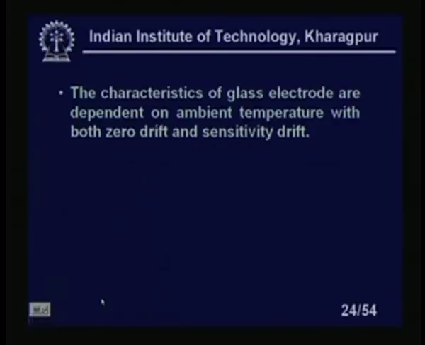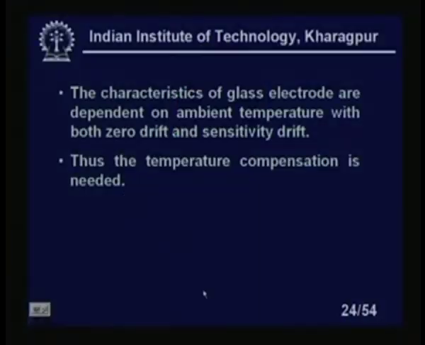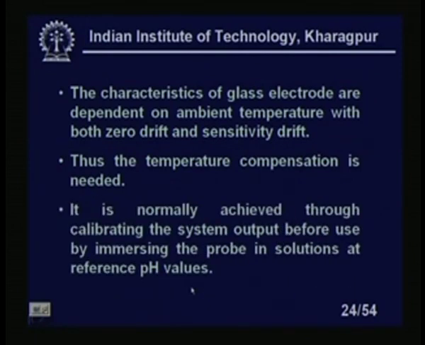The characteristics of the glass electrode are dependent on the ambient temperature, with both zero drift and sensitivity. This already we have discussed, because it is sensitive to temperature. So we have to take proper care by RTD or any other temperature sensitive devices to make the correction. Thus the temperature compensation is needed, okay. It is normally achieved by calibrating the system output before use by immersing the probe in a solution at a reference pH value, right.